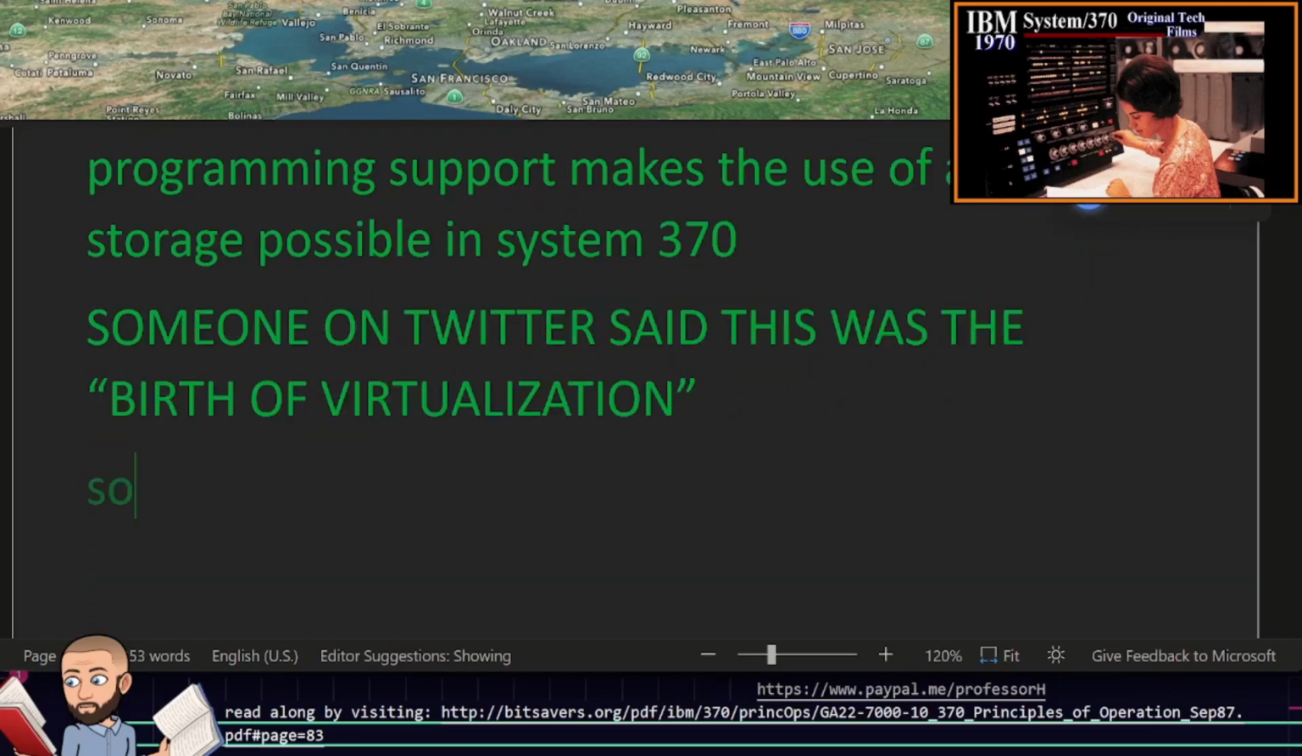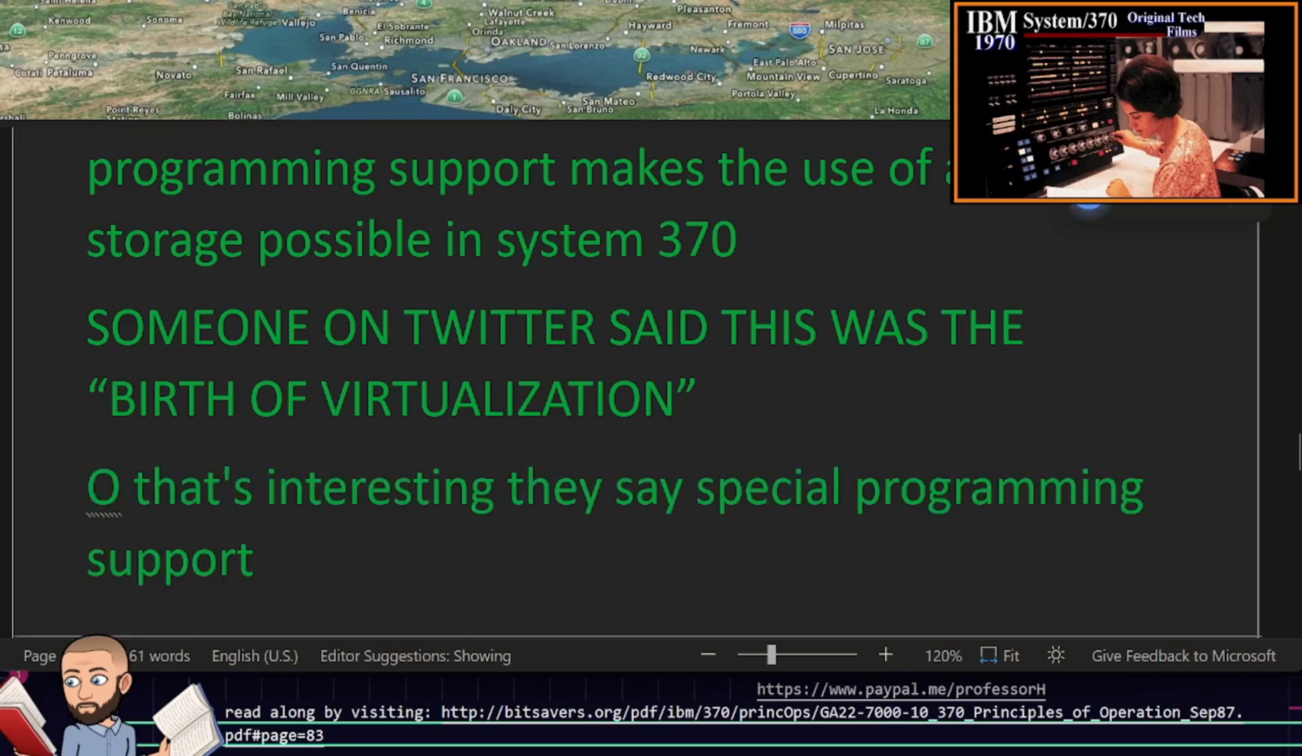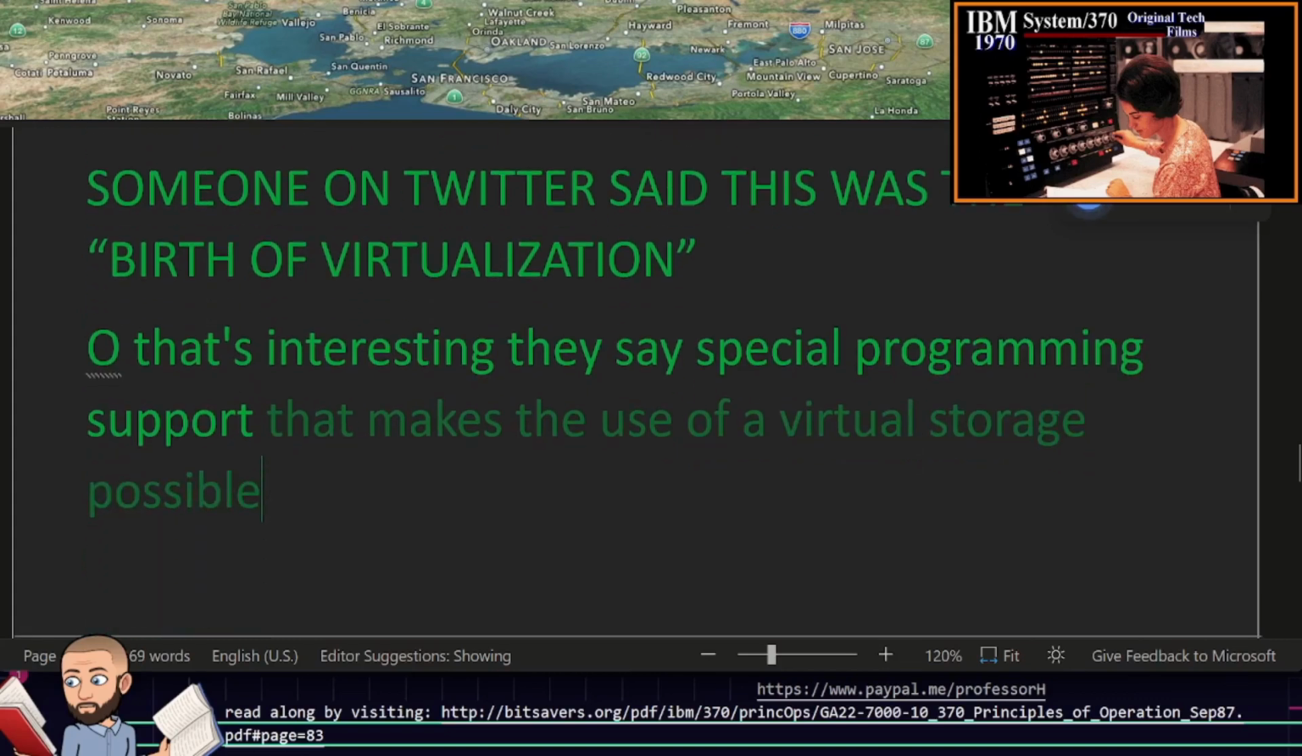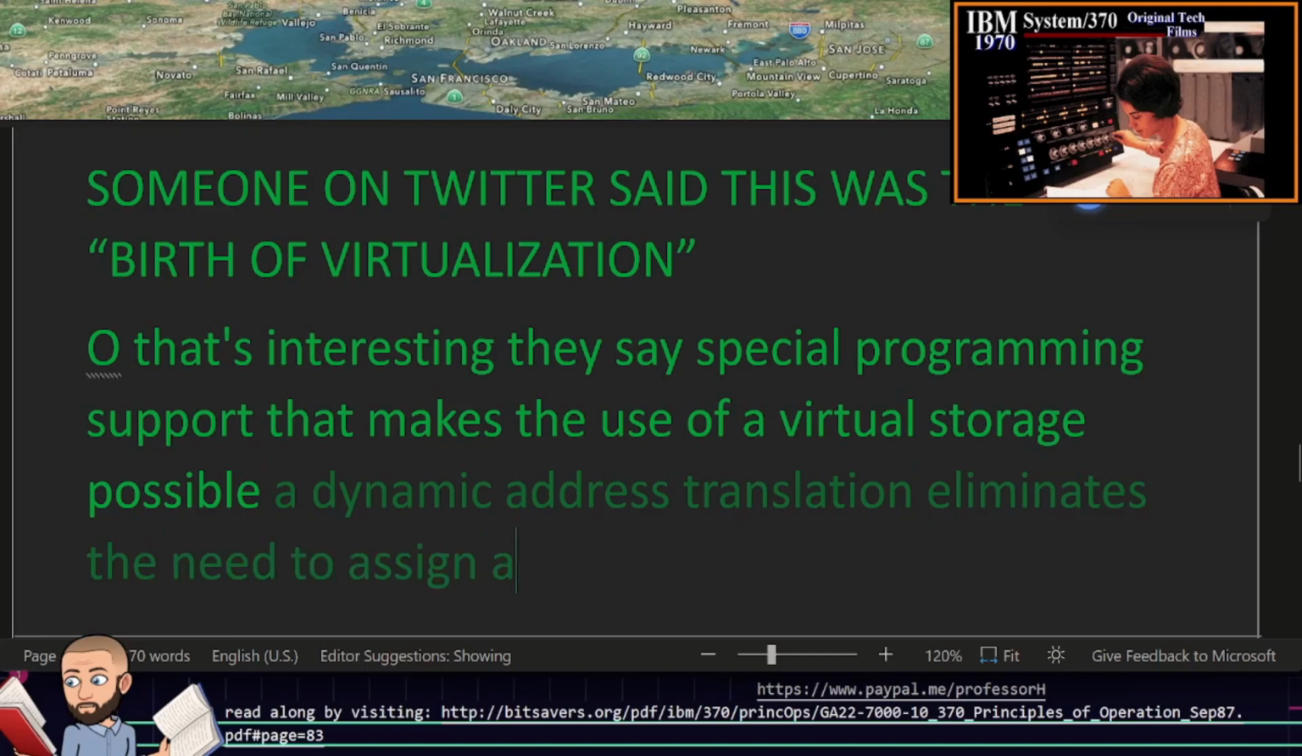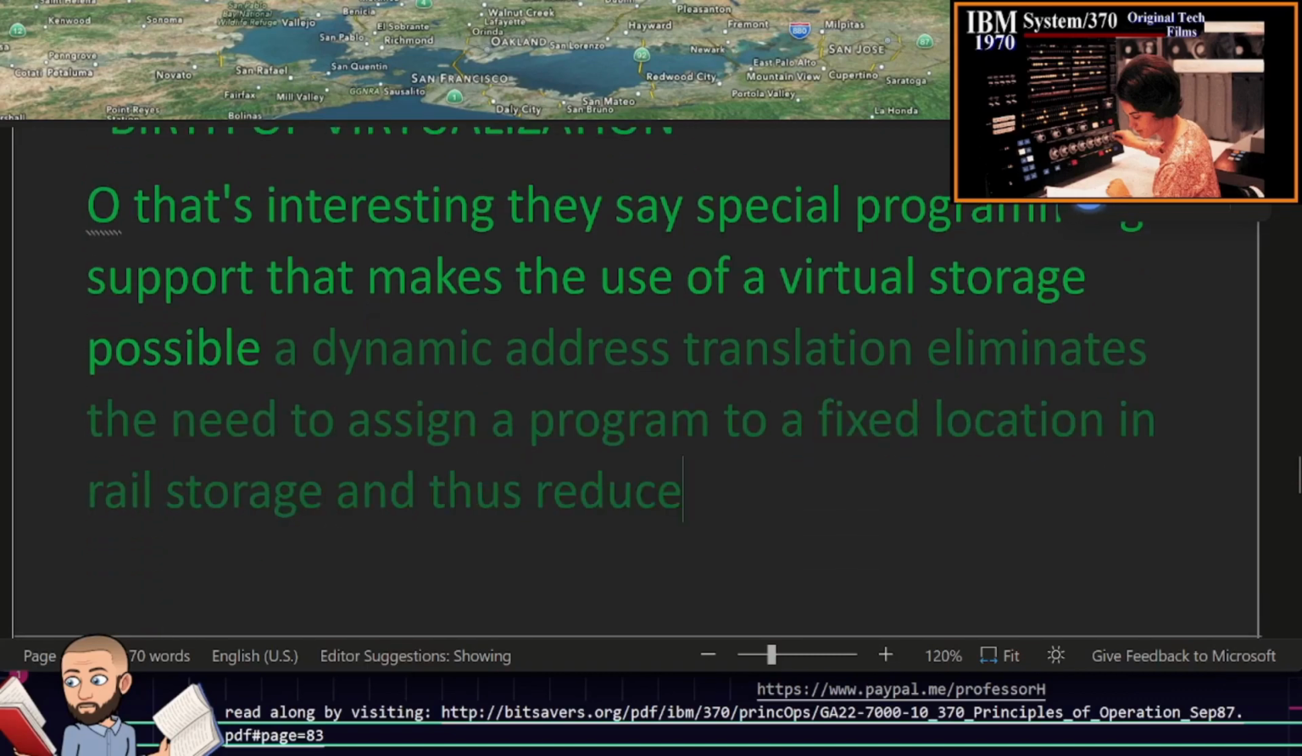So that's interesting. They say special programming support. That makes the use of a virtual storage possible. A dynamic address translation eliminates the need to assign a program to a fixed location in real storage, and thus reduces the addressing constraints on system and problem programs.